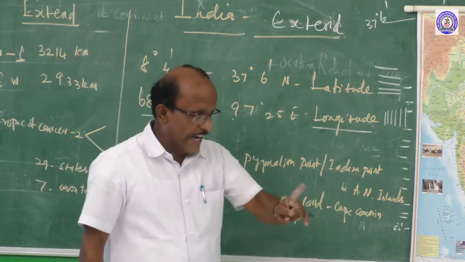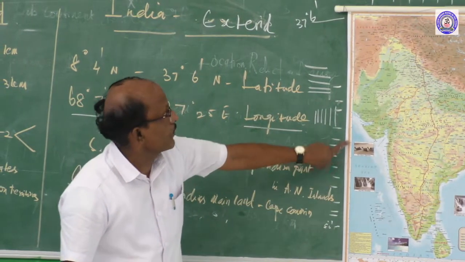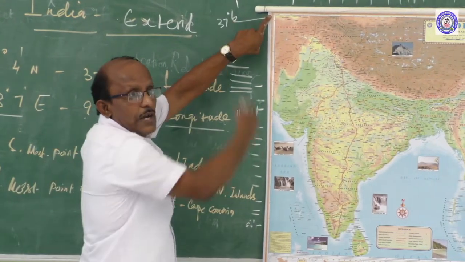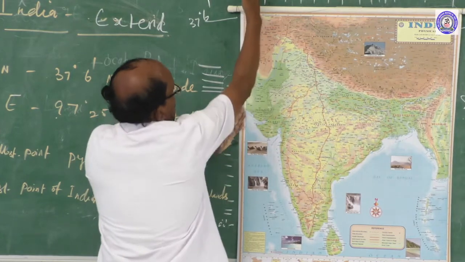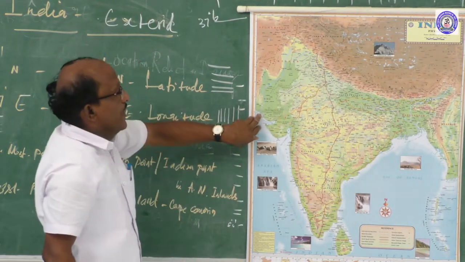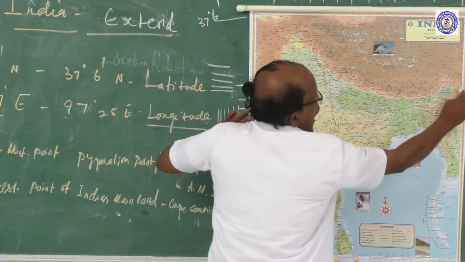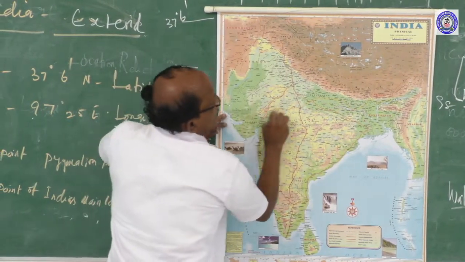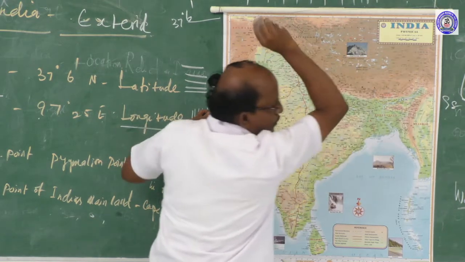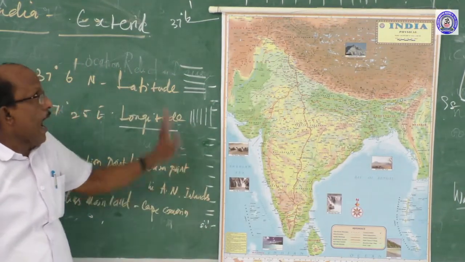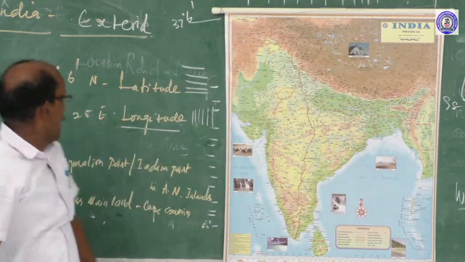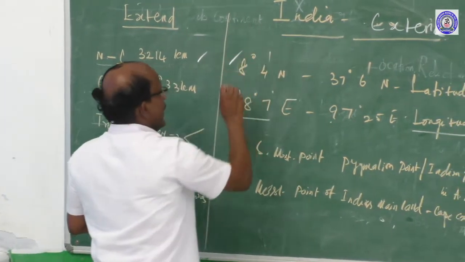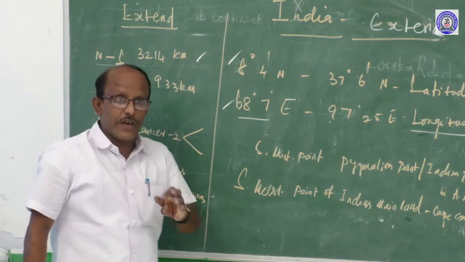So latitude, from 8 degree, goes up to Jammu and Kashmir, and it is the line from west to east. Longitude is the line from north to south, starting from the Gujarat border and touching Arunachal Pradesh, the last. That is the latitudinal and longitudinal extent. Latitudinal extent over, longitudinal extent over.